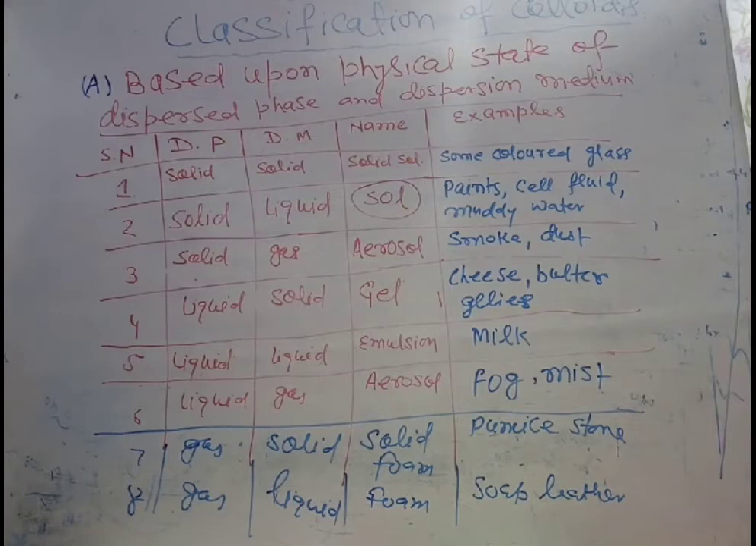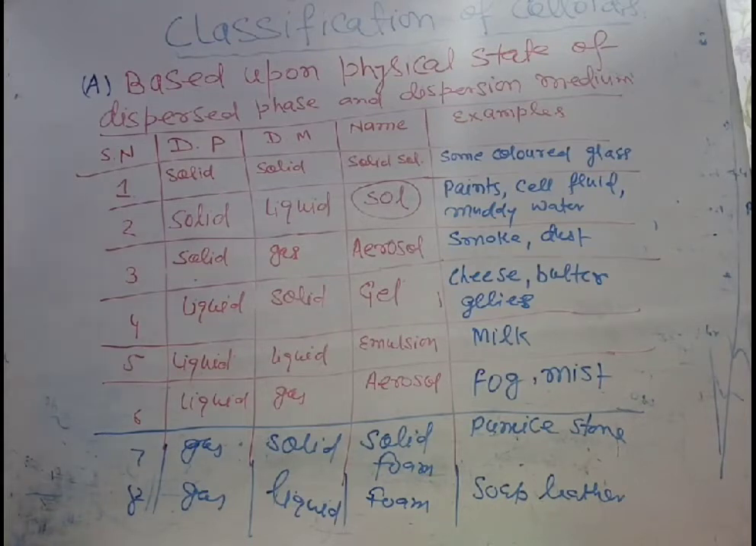And therefore there should be total number of 9 types of mixture, but one of the mixture, that is the gas mixed in gas, is not heterogeneous, it is homogeneous in nature, and therefore the mixture of gas and gas is not a colloid, it is a true solution. And that's why on the basis of the physical state of dispersed phase and dispersion medium, we have only 8 types of colloidal solution or 8 types of colloid, right?